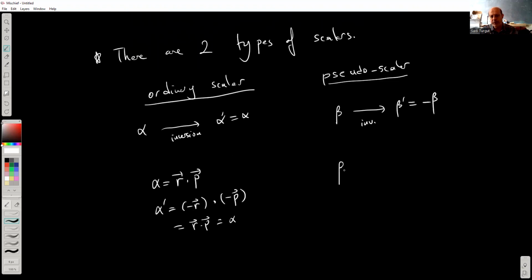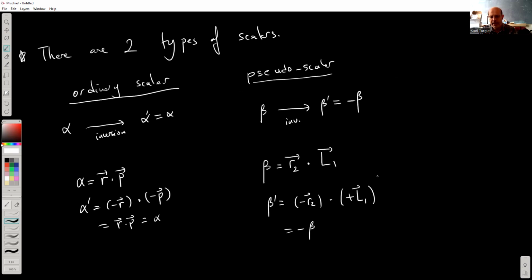But in the case of a pseudoscalar, I can think of two particles in here. I can take the dot product of the position of the second particle with the angular momentum of the first particle. So that's a polar vector and a pseudovector, right? One of them changes sign under inversion, the other one doesn't change. So in this situation, beta prime would be equal to minus R dotted with plus L1. So therefore, that's going to give me minus beta.